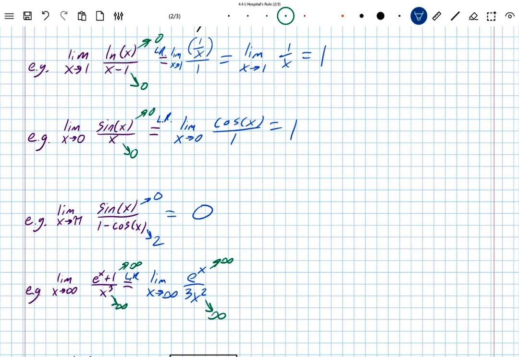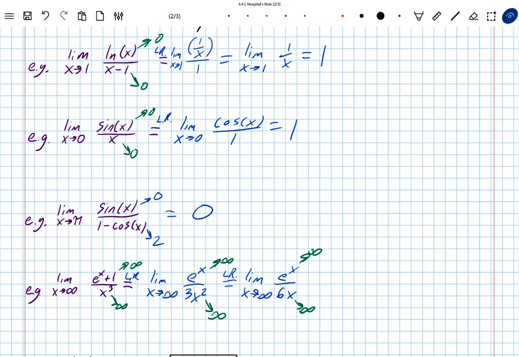Wait a minute, that's an indeterminate form. We can do L'Hopital's rule again. And in fact, there's nothing to stop you from doing L'Hopital's rule as many times as you have patience for. So let's try this again. Looks like I get e to the x over 6x. And if I try to plug in again, I get infinity, and I get infinity. Right about now, I should ask myself, am I getting anywhere? Is this helping me?